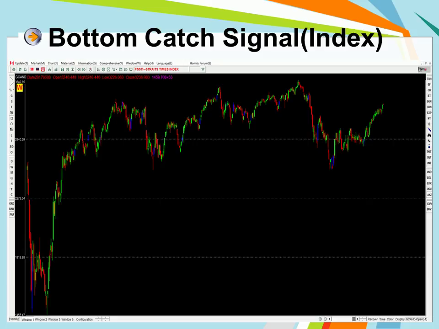So we can see here, the blue candlestick appears. This is the bottom for long-term or medium-term. Then we can see here, the blue candlestick appears for a short-term low point, short-term bottom, okay? So here is the short-term bottom. So let's see the chart.